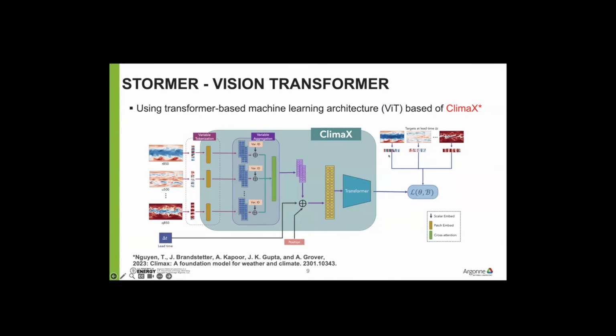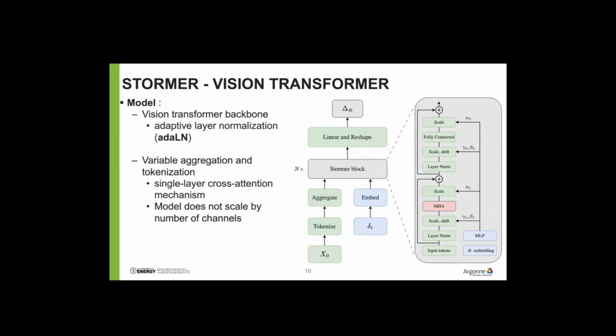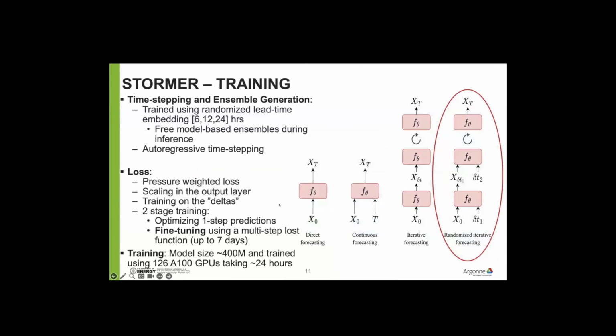We also looked at what's going on in the state-of-the-art vision transformer. So the adaptive layer normalization, and the DINO backbone for a lot of these vision transformers, we see appreciable gain by using this. As I mentioned, the variable aggregation and tokenization really helps scale this model so that we can input more channels. Typically, the more channels you put into this, because there's a large correlation between variables, the better your model performs.